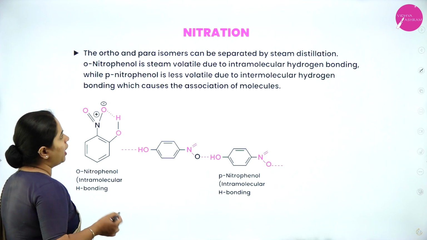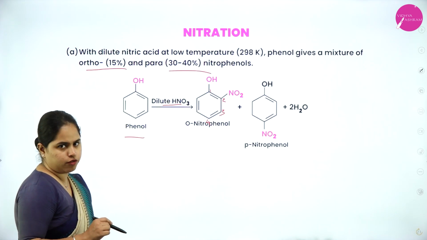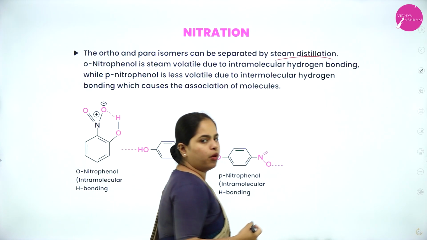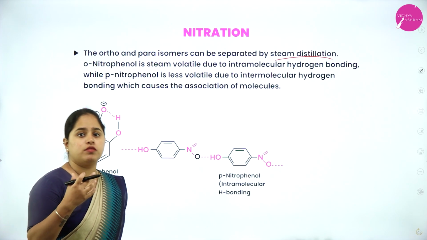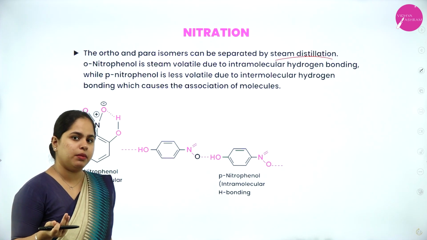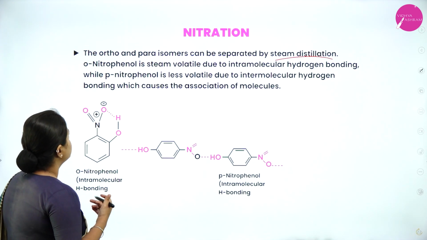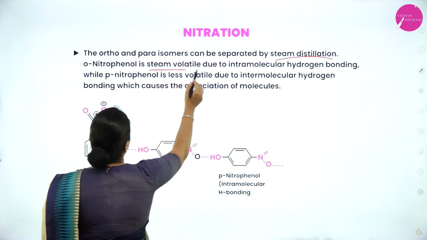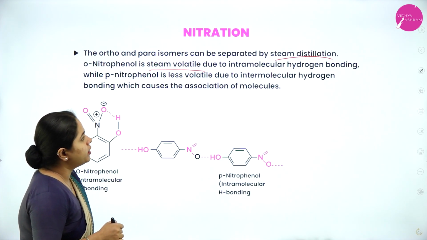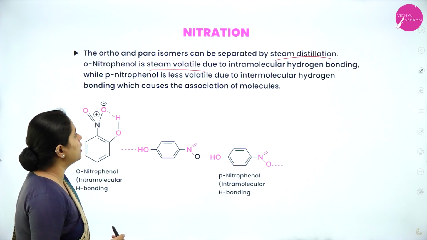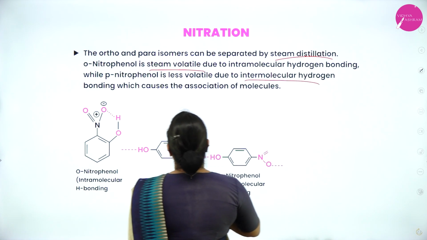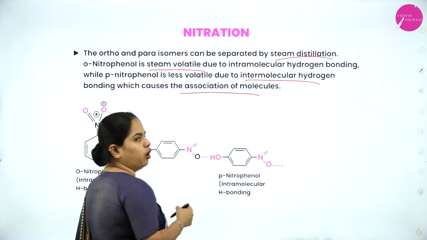Now the ortho and para isomers which are formed, both of these can be separated by steam distillation. This is also an important point, the separation method used to separate ortho and para-nitrophenol. So which is the method? It is steam distillation, right? Orthonitrophenol is steam volatile due to intramolecular hydrogen bonding, while para-nitrophenol is less volatile due to intermolecular hydrogen bonding, which causes the association of molecules.